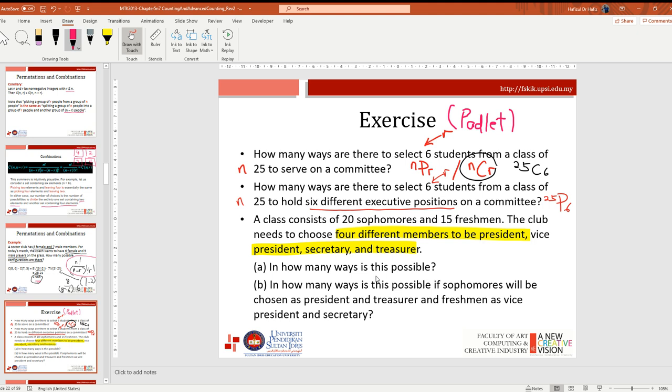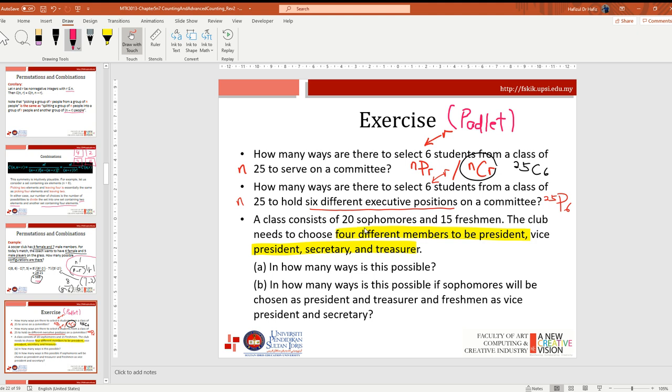Okay, this one is an exercise. Please do it in a Padlet. How many ways are there to select 6 students from a class of 25 to serve on a committee? 6 is the R, the elements, and 25 is the possibilities. So we have C(n,r). How many ways are there to select 6 students from a class of 25 to hold 6 different executive positions on the committee? Okay, we have P(25,6).